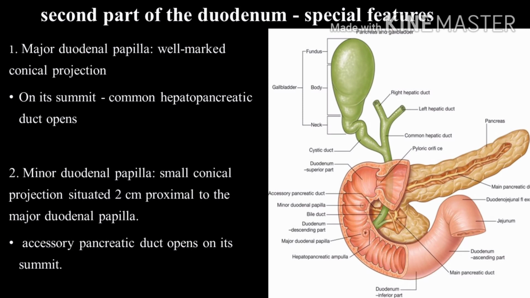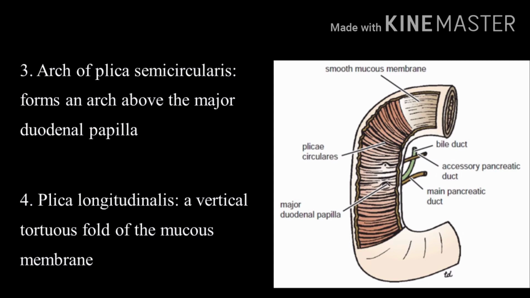These are the major duodenal papilla. It is a well-marked conical projection on the posteromedial wall, situated 8 to 10 cm distal to the pylorus. On its summit opens the common hepatopancreatic duct. Next is the minor duodenal papilla. It is a small conical projection situated 2 cm proximal to the major duodenal papilla. The accessory pancreatic duct opens on its summit.